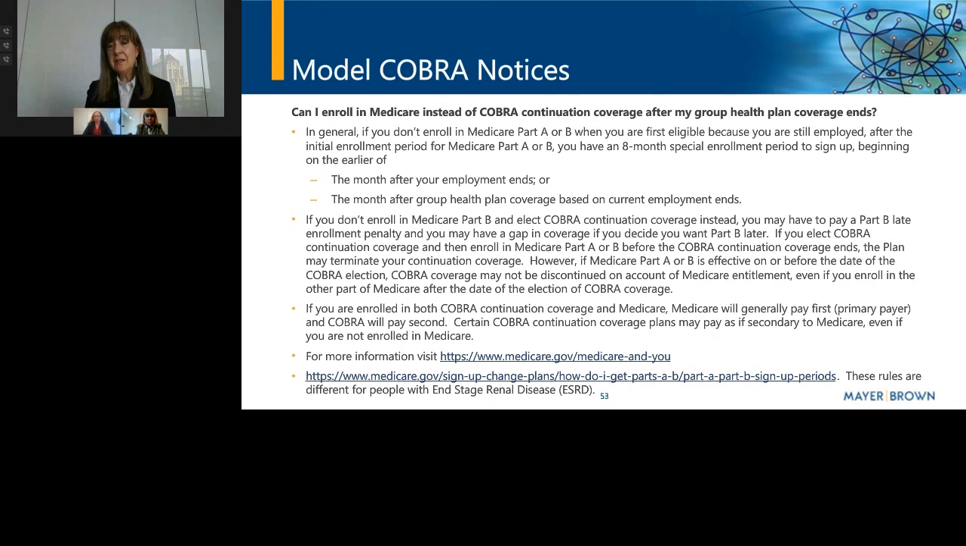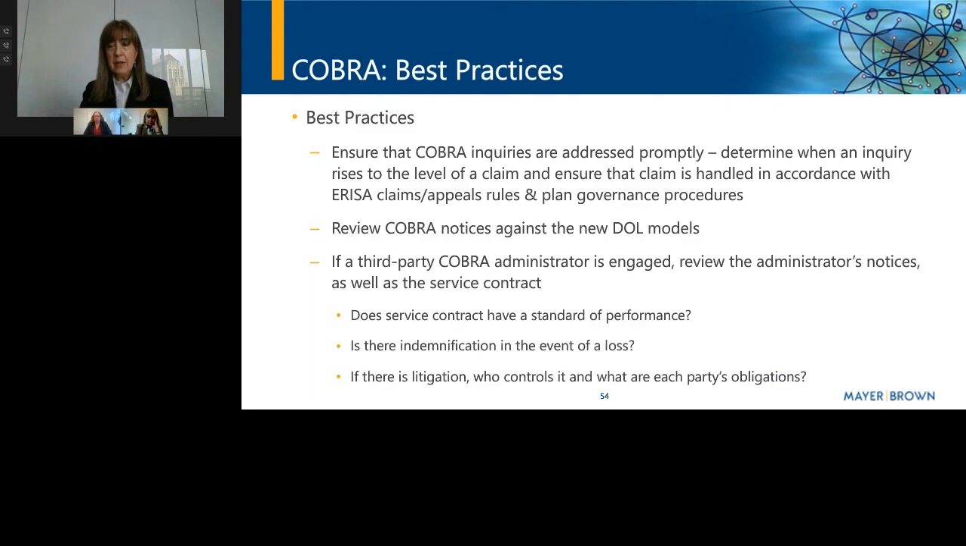By contrast, if any part of Medicare is in place before the COBRA election is made, then, and by the way, in that earlier example, Medicare eligibility entitlement is one of the circumstances that can result in early termination of COBRA coverage, but it flips if the Medicare is in place before the COBRA election. Then the fact that you have Medicare does not terminate the COBRA coverage, even if you elect another part of Medicare, for example, Part B, after your COBRA election period. But these notices do not incorporate the COVID extended deadline, so there's still a need to supplement COBRA notices with these extended deadlines.